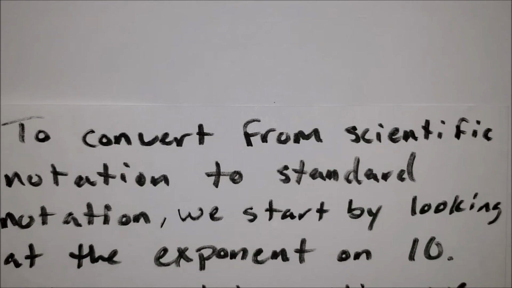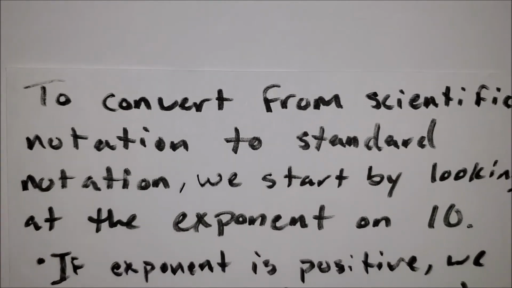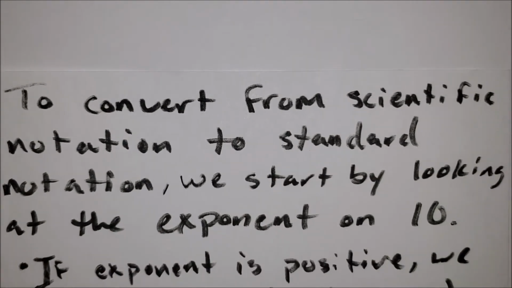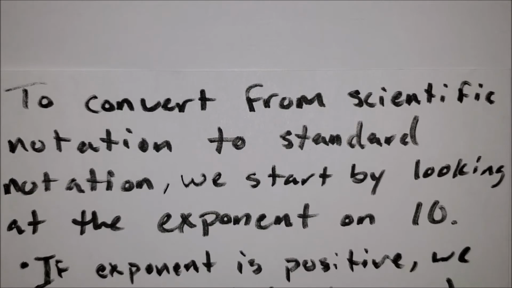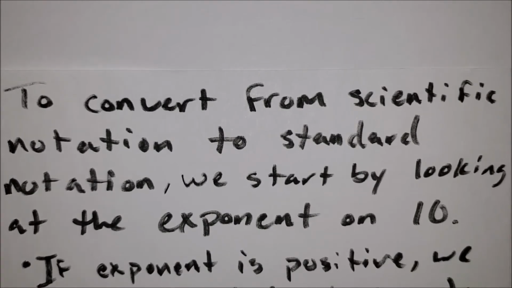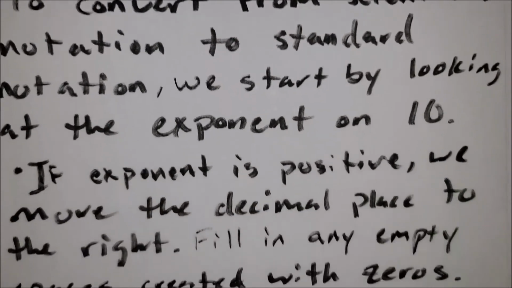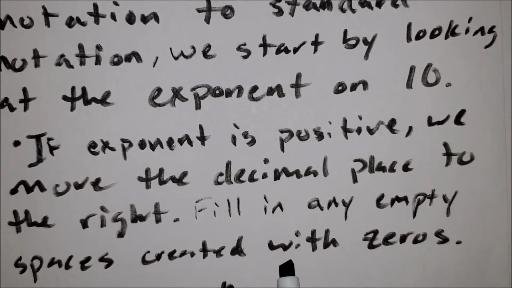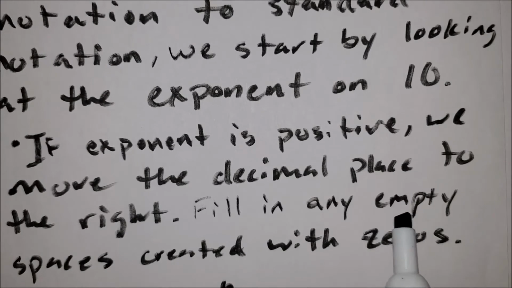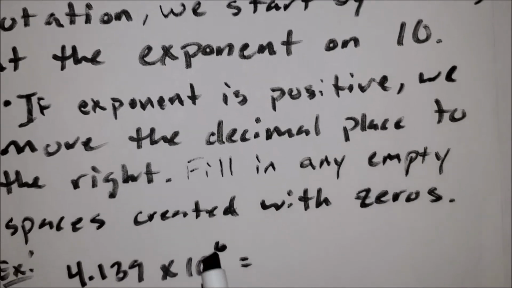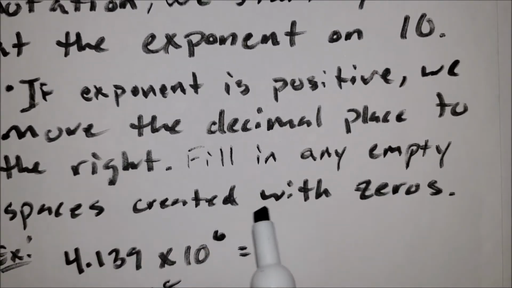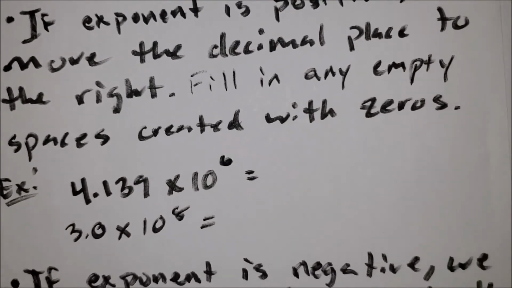So let's talk about the process of converting from scientific notation to standard notation. To do this, first we start by looking at the exponent on the 10. If the exponent is positive, we move the decimal place to the right, and we're going to fill in any empty spaces created with zeros. So here we've got two examples.